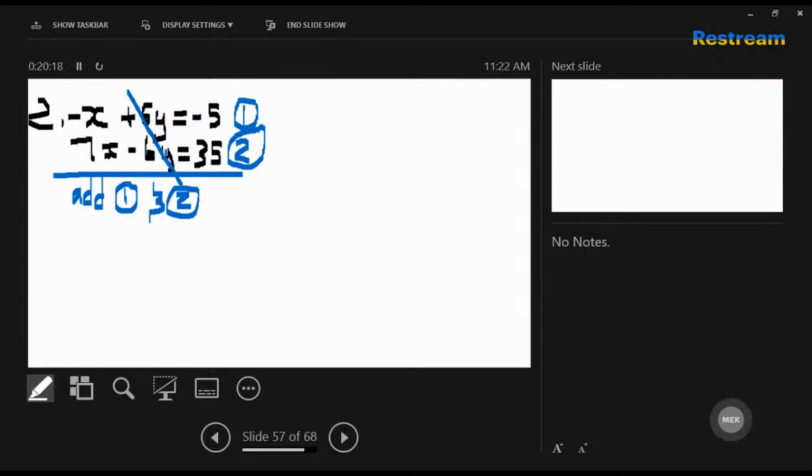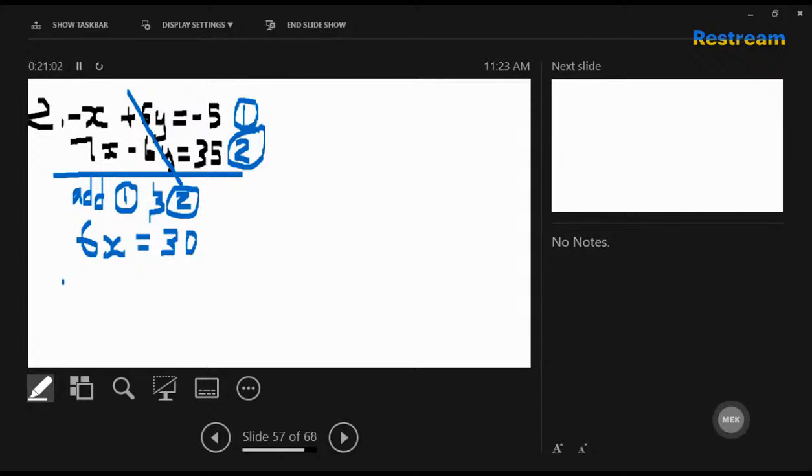Okay. So I was explaining that if this was a negative 6, we would subtract. It would be negative 6 minus negative 6, which is the same as negative 6 plus 6, which would be 0. So when the signs are the same, we subtract. And when the signs are different, we add in order to get 0 to eliminate. So if we're adding both equations, so negative x plus 7x, that would give 6x, and negative 5 plus 35 would give 30.